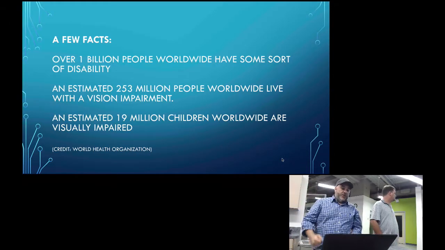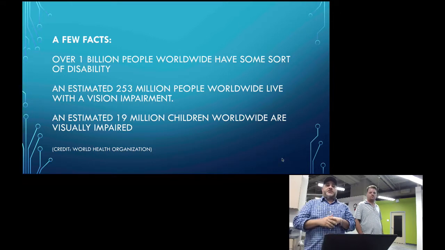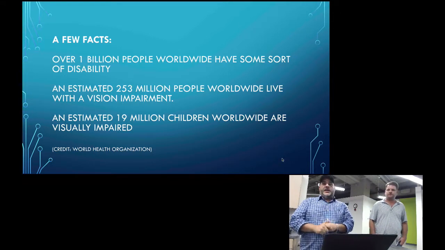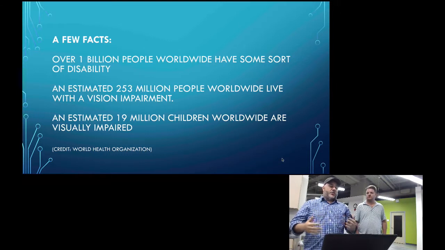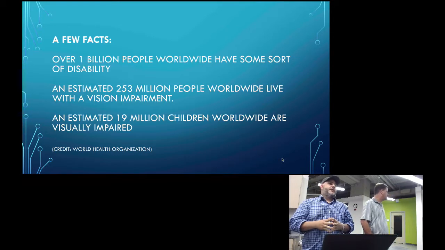Few facts here. Over 1 billion people worldwide have some sort of disability. That's a lot of people. And again, we're not talking about just visual, just disabilities in general. And of that, an estimated 253 million people have some sort of visual impairment. And then you want to funnel it down a little more. Of that 253 million, an estimated 19 million children are living with some sort of visual disability.